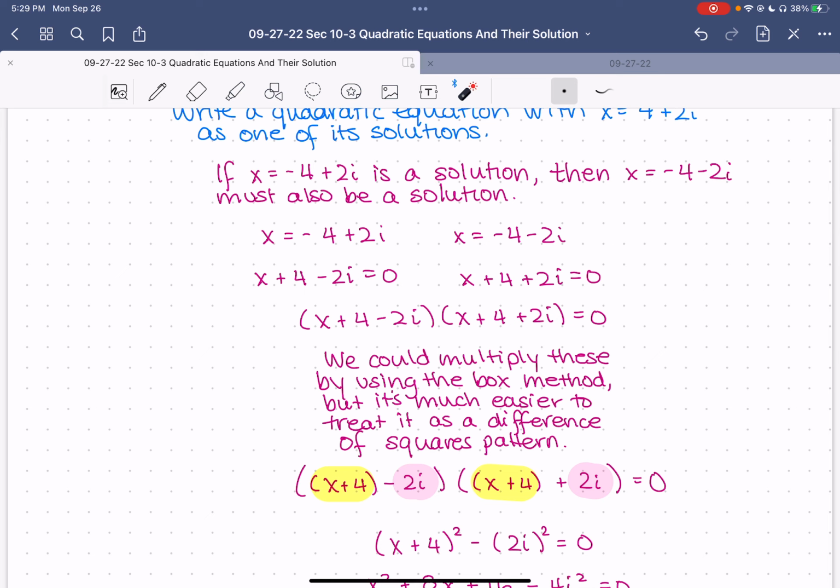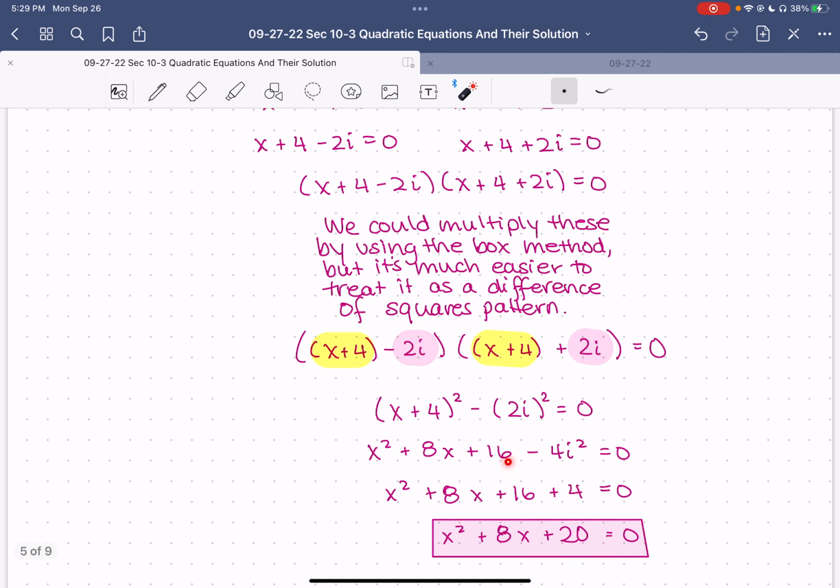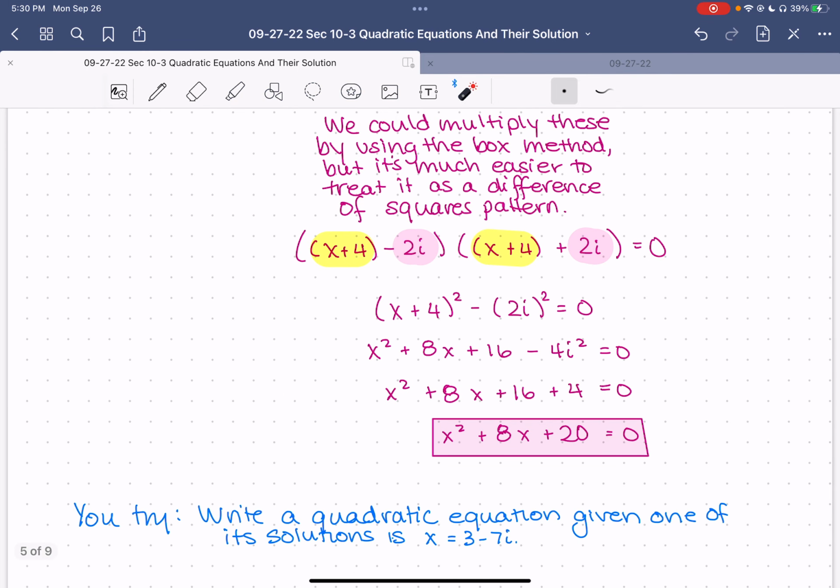And then this is much easier to deal with than the boxes. You can totally do the boxes though if you want. I won't grumble at all about that. It's just a little more time consuming. So I squared this and I got this trinomial, and 2i squared is 4i squared. But remember, i squared is negative 1, so this is really like a positive 4, and combine these like terms and we get 20. So there it is. So you try this one. And again, pause the video, see how you do.